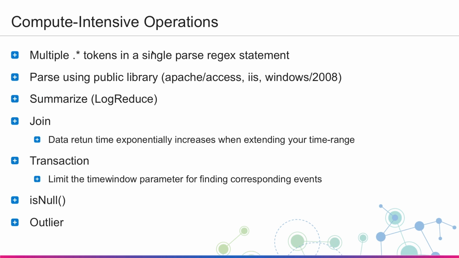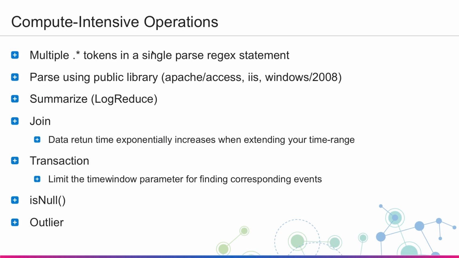With transaction, we actually allow you to limit the time window parameter for finding corresponding events. So please utilize that parameter. I think the default behavior is that you're looking for transactions that have occurred within 10 minutes of each other.